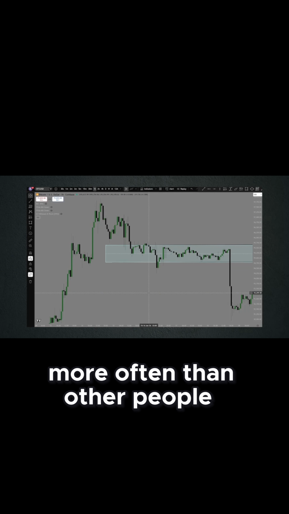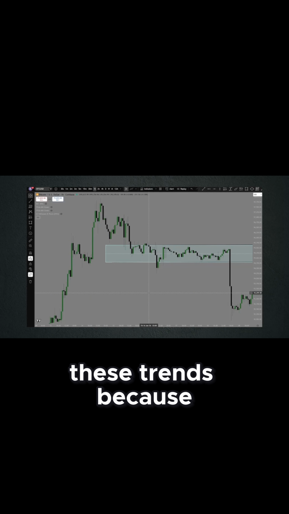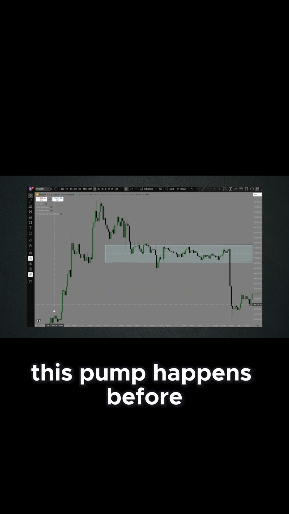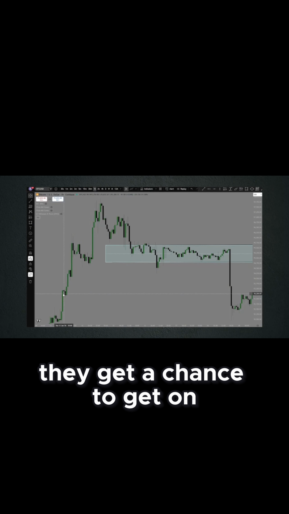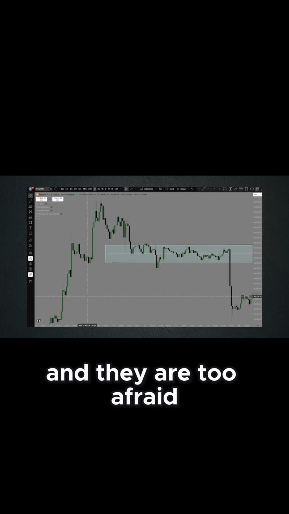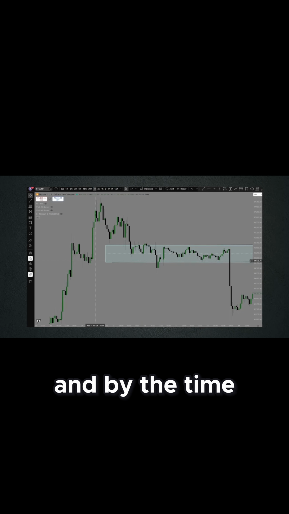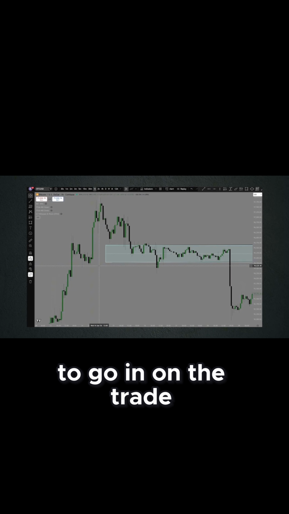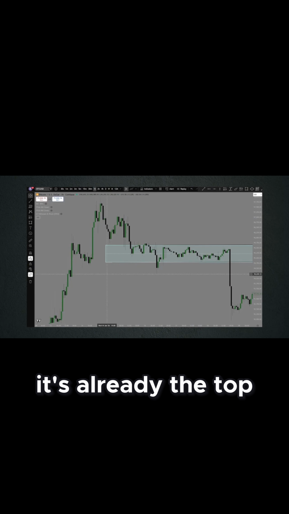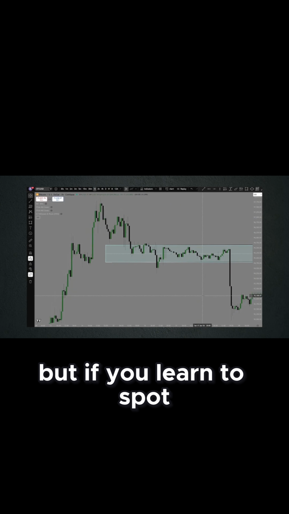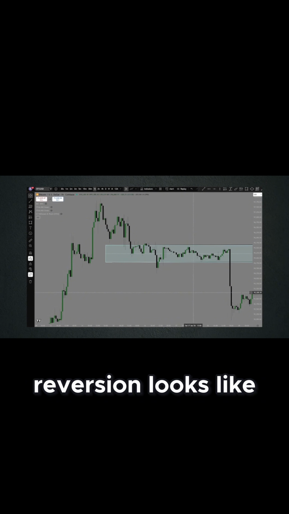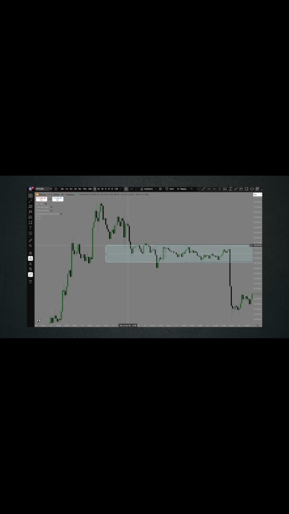More often than not, people don't know how to trade these trends because this pump happens before they get a chance to get on, and they're too afraid to get in further up at the top because they think it's going to reverse. And by the time they develop the courage to go in on the trade, it's already the top. But if you learn to spot what mean reversion looks like, which again is very simple.